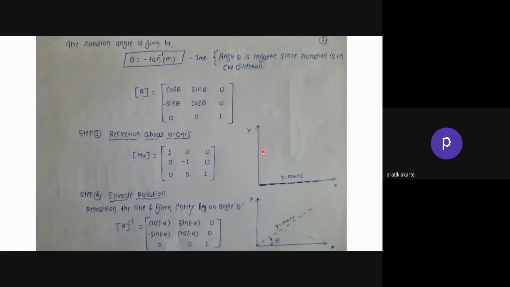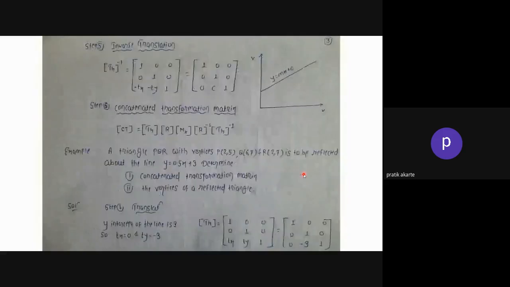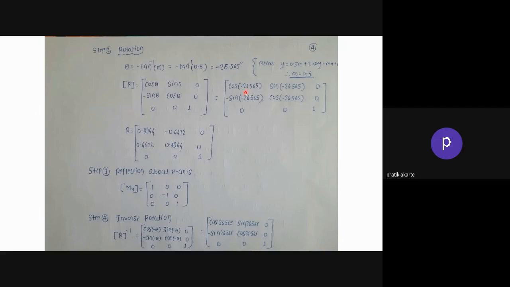After this, we are rotating the line so that it will coincide with the x-axis, and this direction of rotation is clockwise. That's why we are taking this angle as negative. So this is an important step. Most of the students make mistakes over here. Cos minus 26.565, sine minus 26.565. In this way, we have written our rotational transformation matrix.